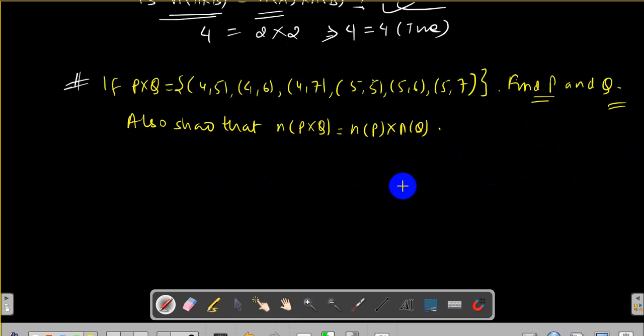How to get the elements of set P? How to get this? P equals {4, 5}, Q equals {5, 6, 7}. Yes, how did you get this?